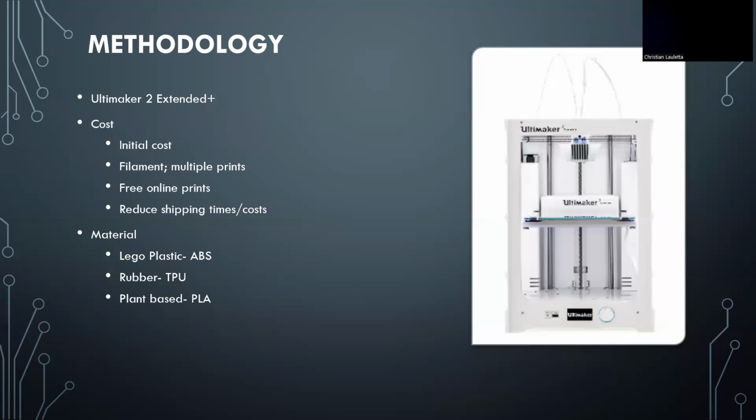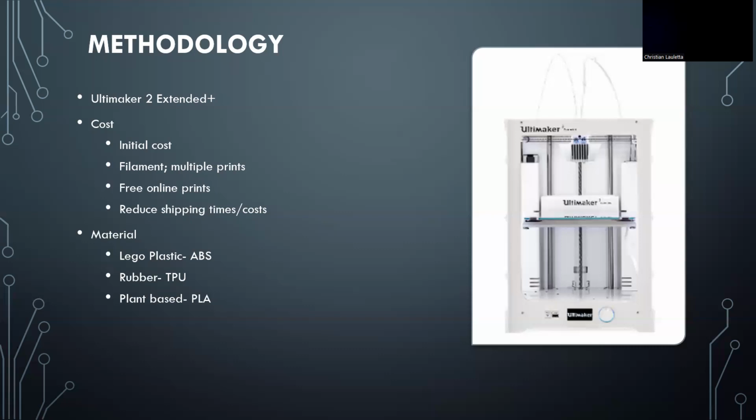There's ABS, there is TPU, and there's PLA. They all have their unique properties that make them slightly different. The ABS, which is typically associated with the Lego plastic, is a much tougher material. It's a traditional plastic, as is the PLA, which is another traditional type of plastic that's a little bit more flexible, but also a little bit easier to work with.